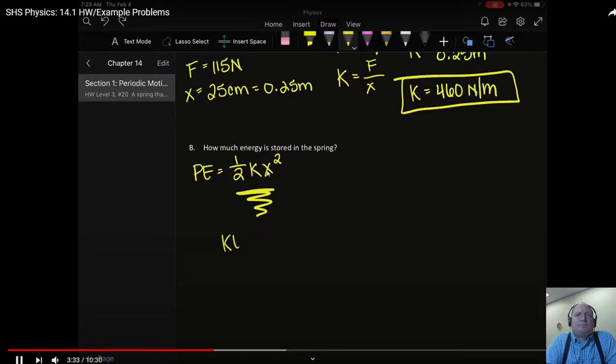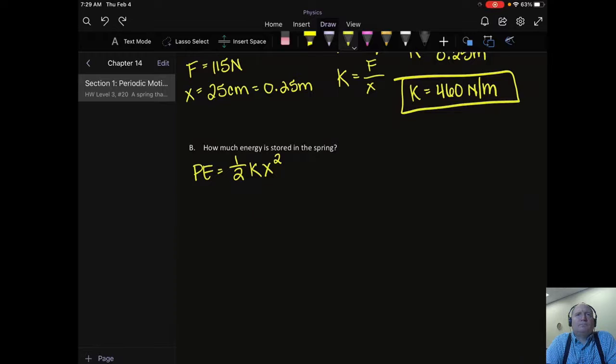Good, because then we've already practiced things like this before. Okay, so 1/2 spring constant times displacement squared. Let's write down what we know, okay? 1/2 is a constant. We know from part A that our spring constant K is 460 newtons per meter. And we know from the initial information given that the spring was displaced by 25 centimeters. We need that to be in meters so that our units will cancel. So we're going to convert that to meters by moving the decimal place, 0.25.